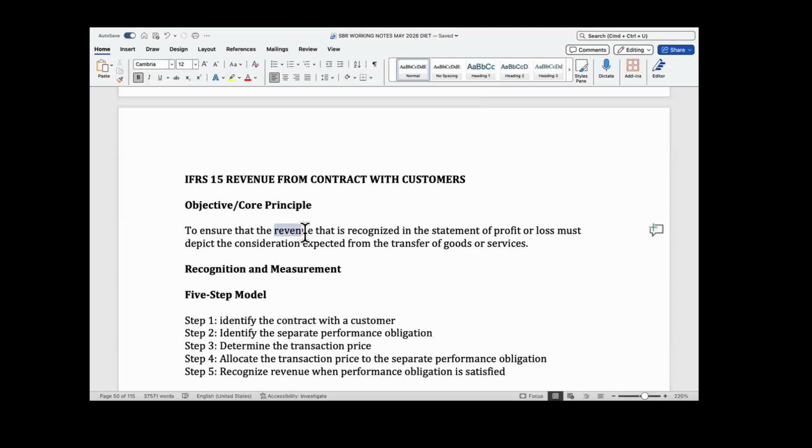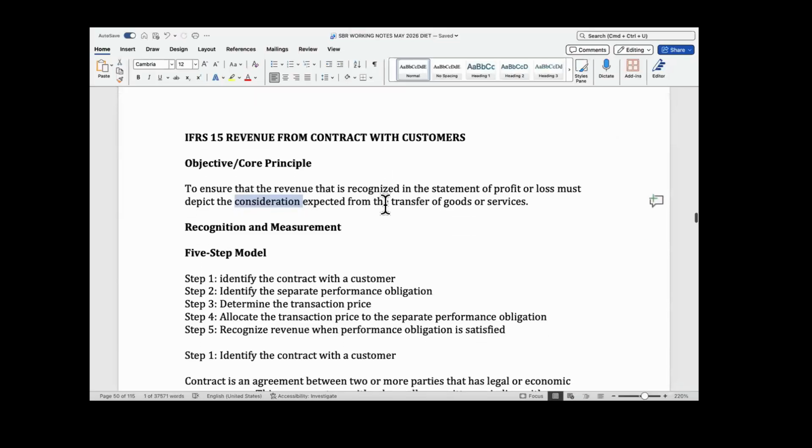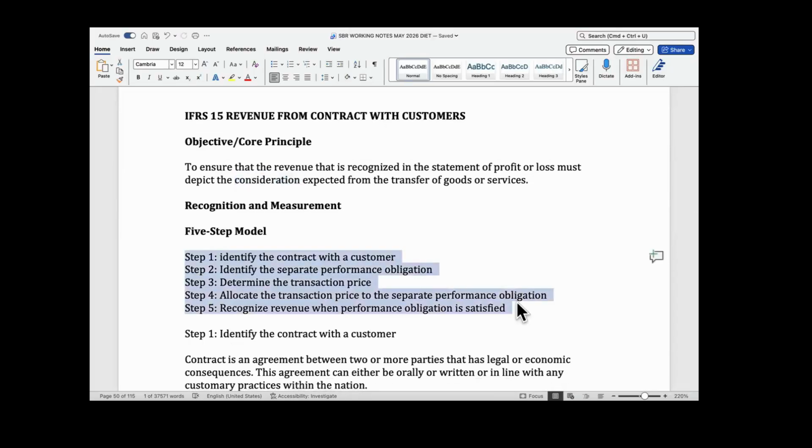So as far as IFRS 15 is concerned, remember the core principle of IFRS 15: to ensure that the revenue you recognize actually depicts the consideration you're expecting from the transfer of goods or services. That's the core principle. Then we looked at recognition and measurement using the 5-step model. This model is extremely important as far as revenue recognition is concerned. It's all about this model.